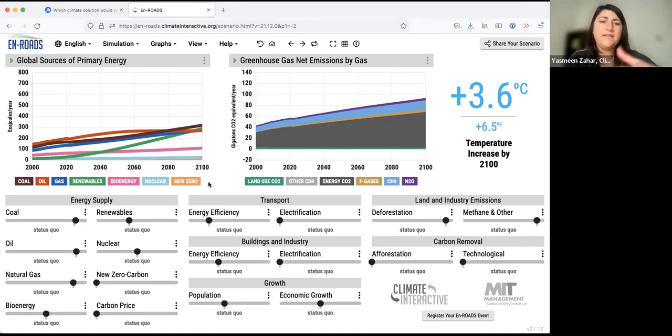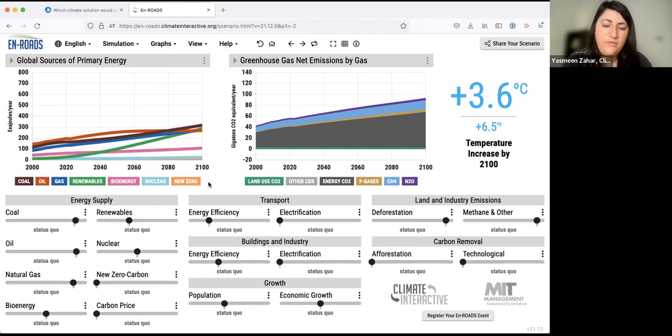And so that's what our energy mix or our fuel mix might look like out through 2100, given no significant climate action. And we update this baseline scenario based on the latest market trends, latest implemented policies and actions. And then on the right, we have our greenhouse gas net emissions by gas. And so this is where our emissions are coming from. Where is the warming coming from? What gases and industries and sources are we seeing those emissions come from?